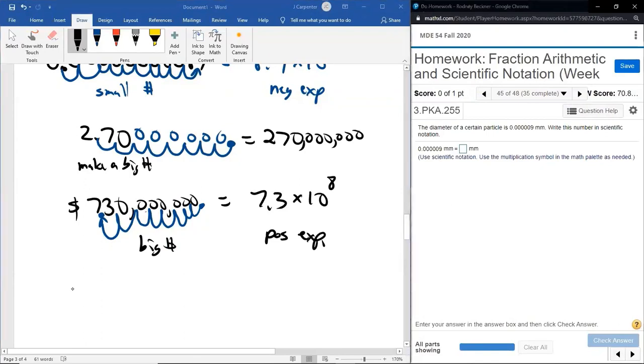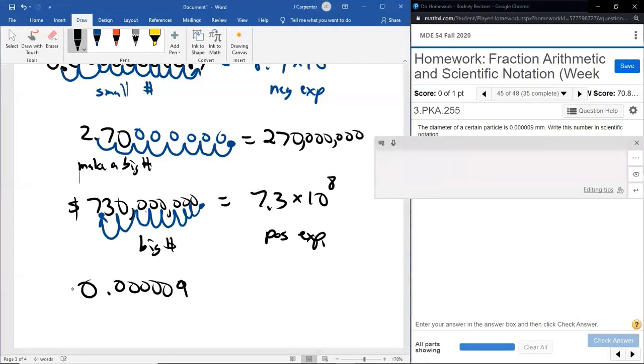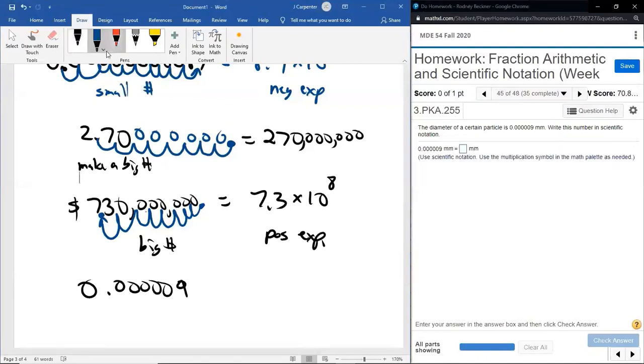All right, so we got our 1, 2, 3, 4, 5 of those zeros and then a 9. So there's our particle. And we want to write this in scientific notation. So the decimal needs to go immediately after the first non-zero number, which is the 9. So its goal is right here, but it starts here.